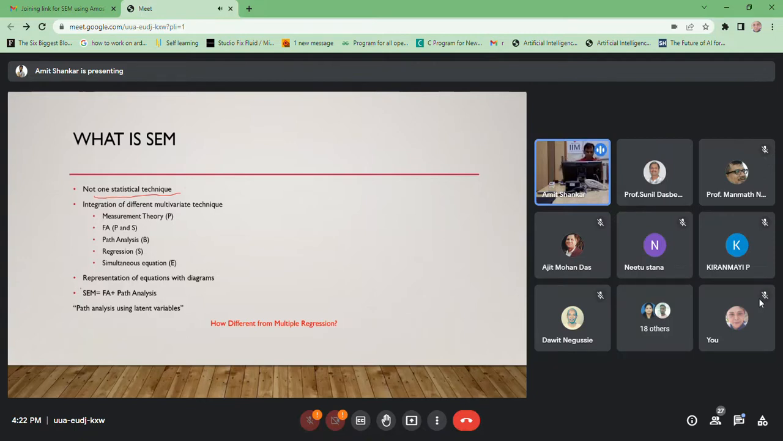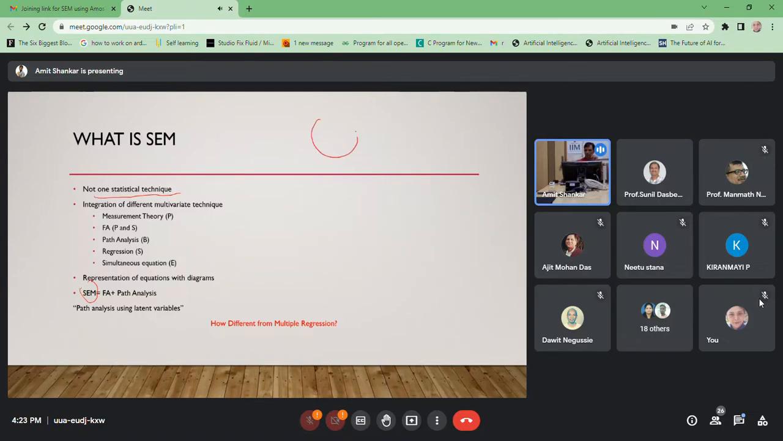When you talk about structural equation modeling, it's a combination of factor analysis plus path analysis. That's why we call it path analysis using latent variables. I'll explain how it works, what it takes, and why I'm saying that it's path analysis using latent variables. Now try to understand one situation.